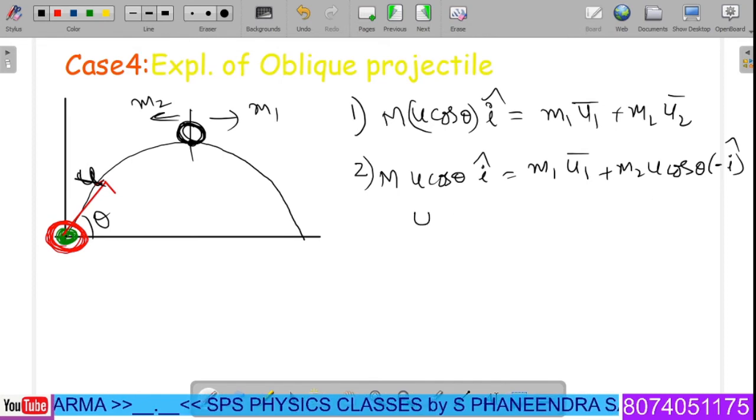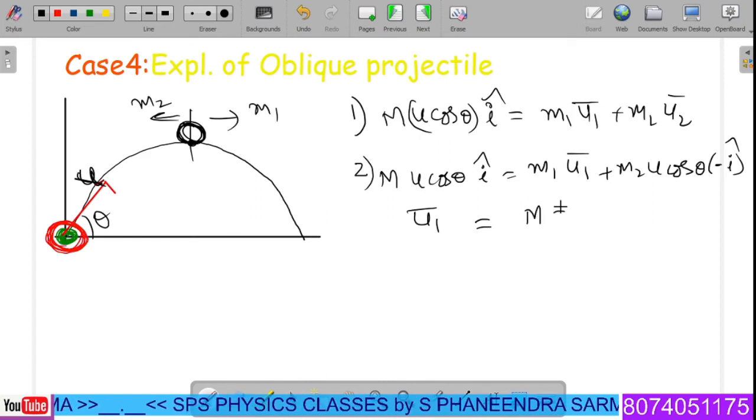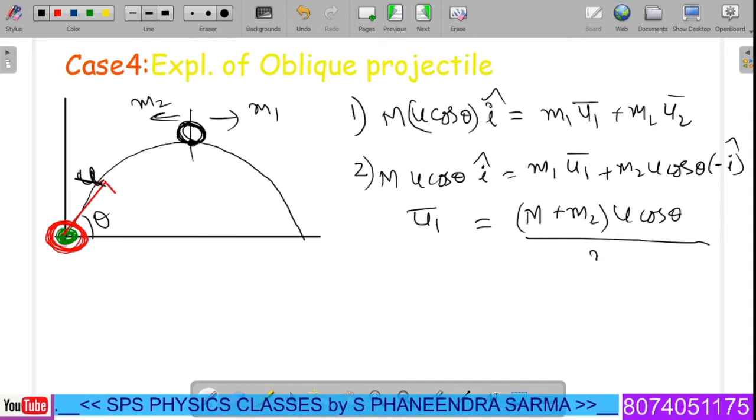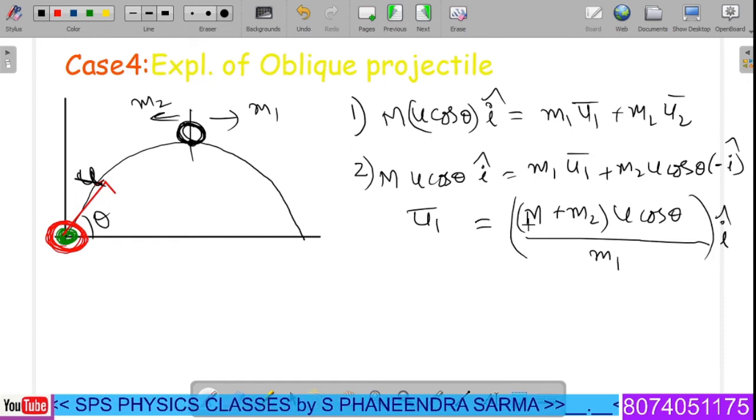In such a case, u1 bar is equal to, this minus term comes here, m plus m2. In both terms, you can write u cos theta as common, divided by the mass m1, and it acts in the positive direction. That means in the given case, the entire mass before explosion moves in the forward direction, and upon explosion, when the second body retraces the path, the first object will move with this velocity in the forward direction.